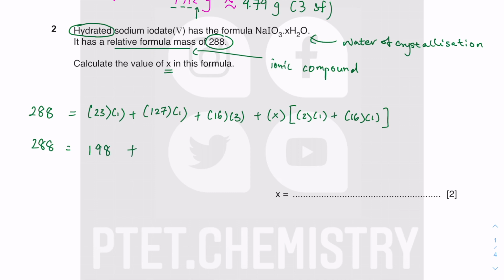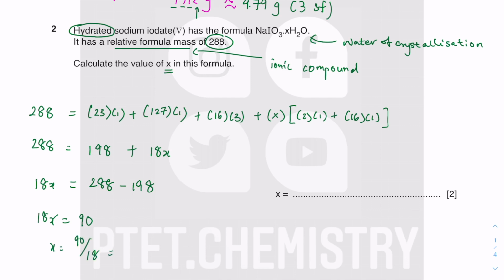198 plus the 2 times 1 plus 16 times 1 is 18, so there's 18x. So 18x equal to 288 minus 198. I'm just moving the plus 198 to the other side, it becomes minus 198. So 18x equal to 288 minus 198, that's 90. So x equal to 90 over 18.